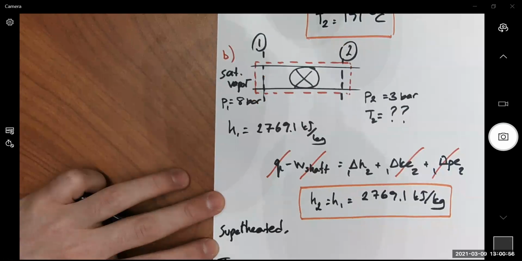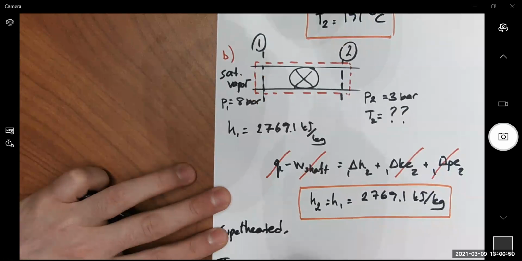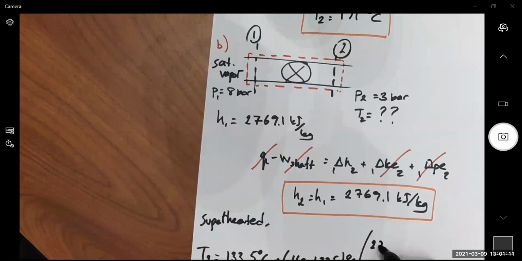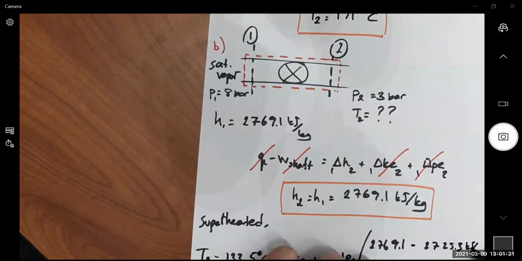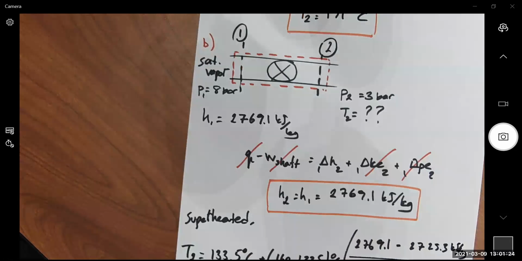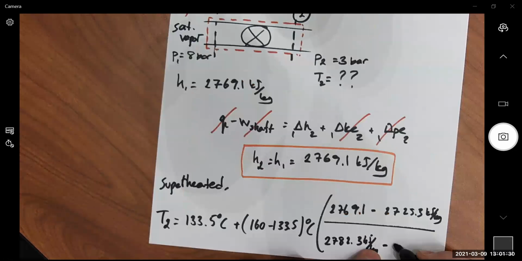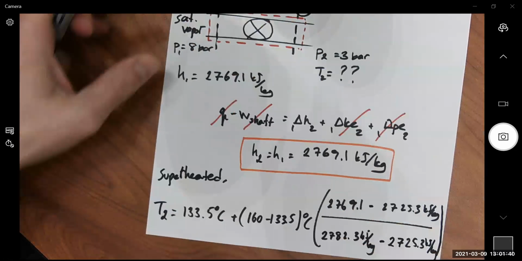Temperature at the exit by using interpolation: 133.5 Celsius plus (160 minus 133.5 Celsius) times (2,769.1 minus 2,725.3 kilojoules per kilogram) divided by (2,782.3 kilojoules per kilogram minus 2,725.3 kilojoules per kilogram). I'm not sure if you can read this.